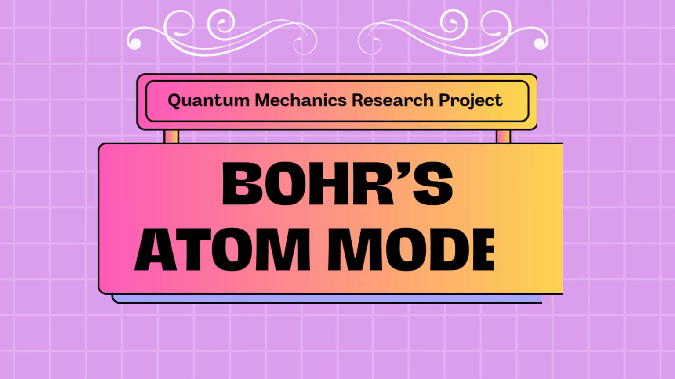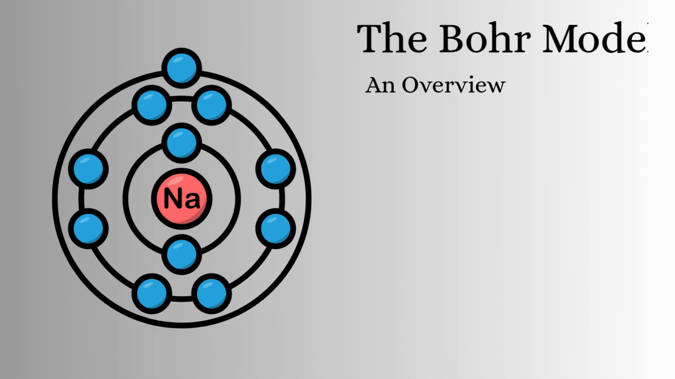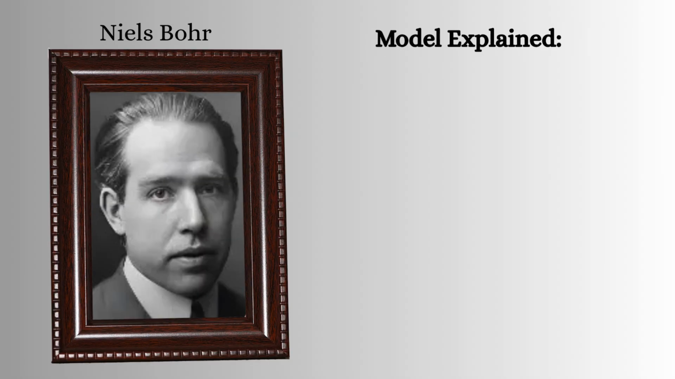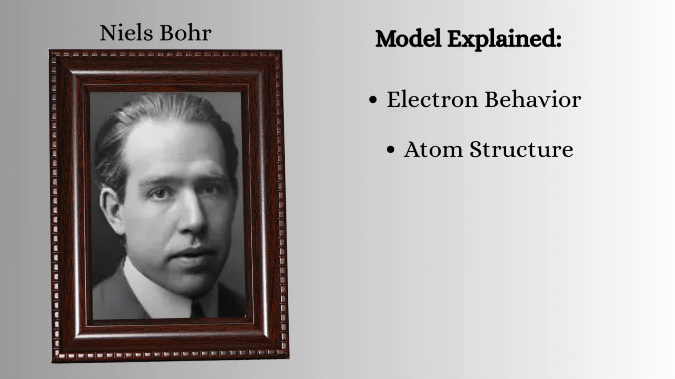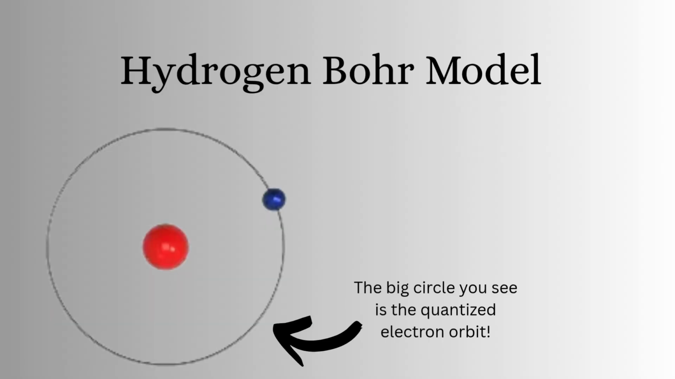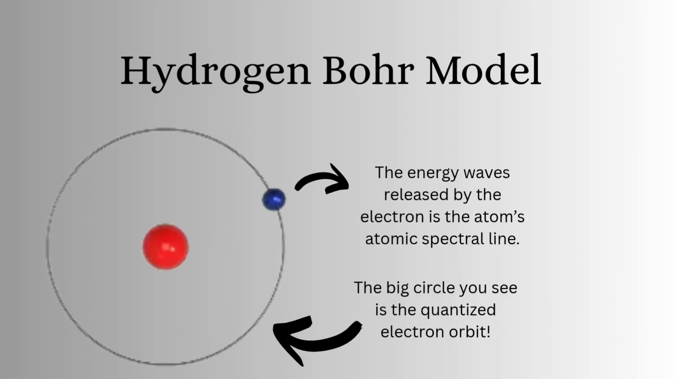Today I will be discussing the quantum mechanics behind Bohr's model of the atom. The Bohr model was proposed by scientist Niels Bohr in 1913. This model was how we began understanding electron behavior and atom structure of our periodic elements. The Bohr model in particular used quantized electron orbits and explained more about atomic spectral lines.